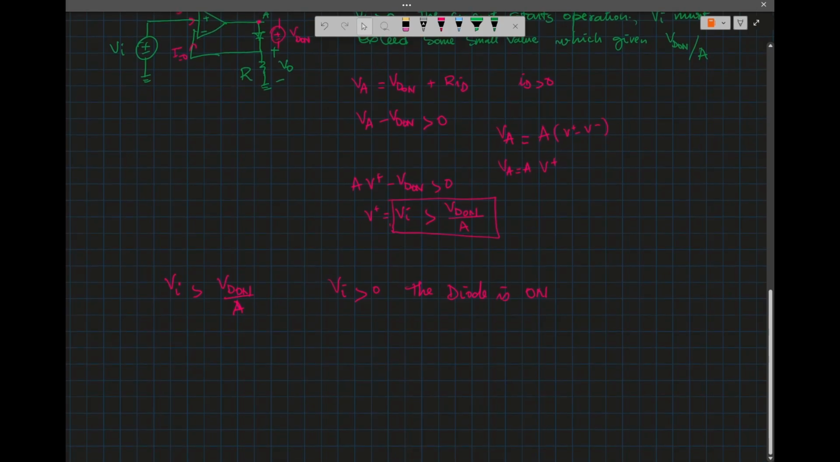So when the diode is on, the loop, the negative feedback is closed, right? So then we have this scenario. I'm going to sketch it down here. So we have that scenario.